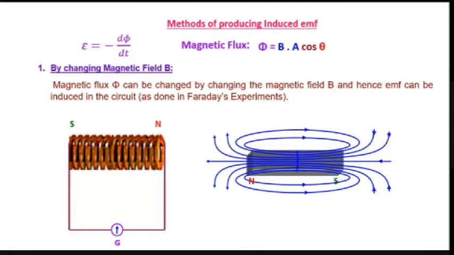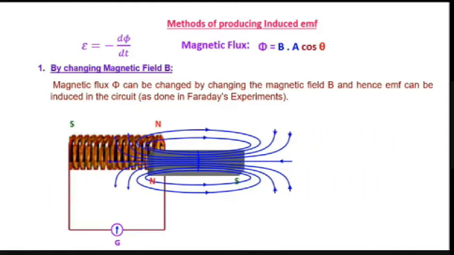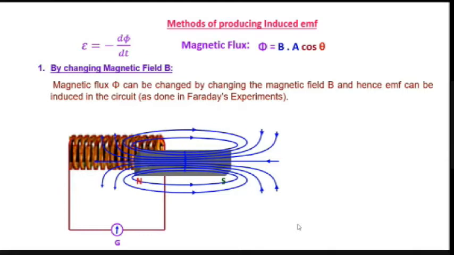Now we have a bar magnet here, and the magnetic flux is also shown. For this magnet, magnetic flux is constant. But as the magnet moves towards the coil, what happens? The flux associated with the coil increases. See here, flux associated with the coil increased. When the flux increases, there is a change in flux. As B changes, phi changes. As phi changes, EMF is induced.